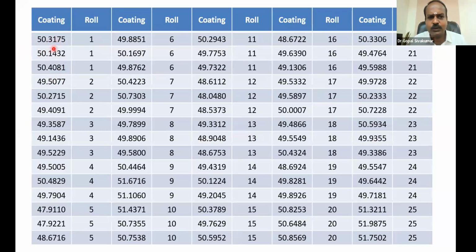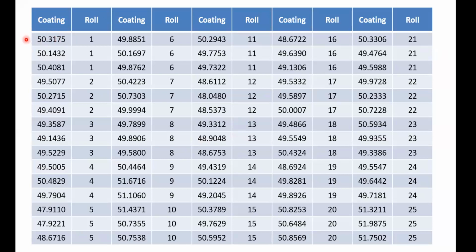So right now it is coating thickness. Requirement is 50 micron. And customer always gives a tolerance. 50 microns plus or minus 3 is acceptable. So what is the upper specification? 53. The lower specification is 47.